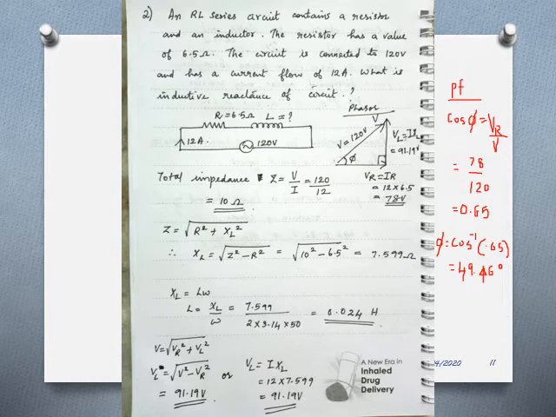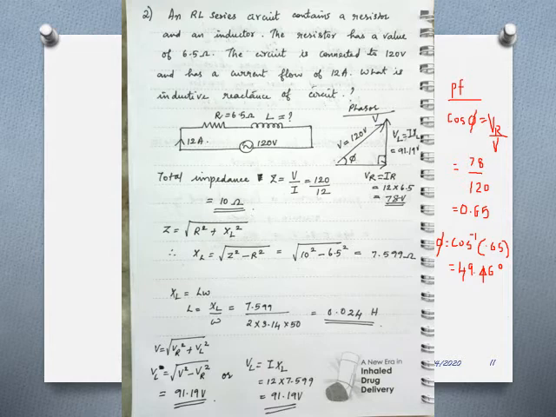So now let's start to calculate it. First, you need to find the total impedance. Total impedance of a circuit Z is equal to total voltage V divided by total current I. That is 120 divided by 12, which gives 10 ohms. Therefore, the total impedance Z is equal to square root of R square plus XL square, which we have already learned from the impedance triangle. Therefore, XL is equal to square root of Z square minus R square, that is square root of 10 square minus 6.5 square. You get it as 7.599 ohm.